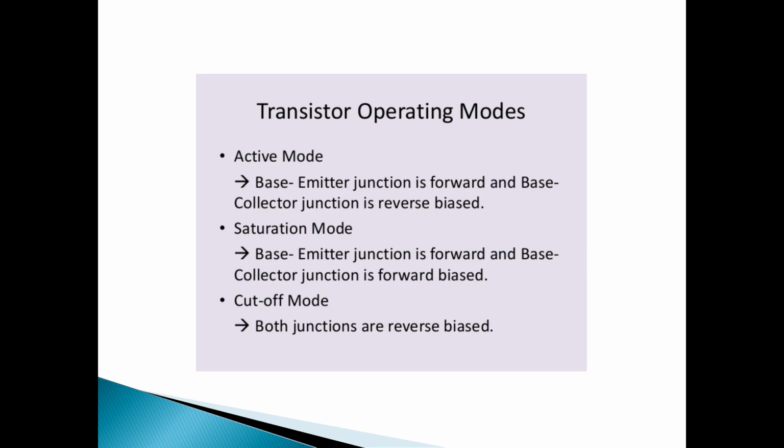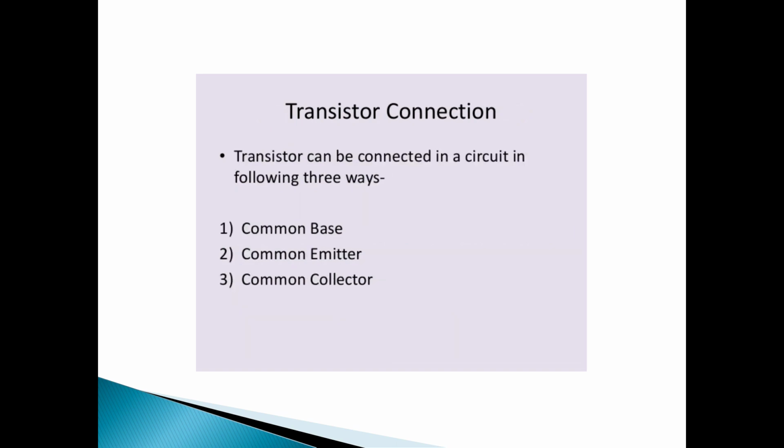Now the transistor operating modes are basically classified into three types, that is the active mode, saturation mode and the cutoff mode. In case of active mode, there are two junctions, the emitter junction and the collector junction. In active mode, the emitter junction will be forward biased and the base collector junction will be reverse biased. While in case of saturation mode, the base emitter junction is forward biased as well as the base collector junction is also forward biased. While in the cutoff mode, both the junctions, that is the base emitter junction as well as the base collector junction, will be reverse biased.